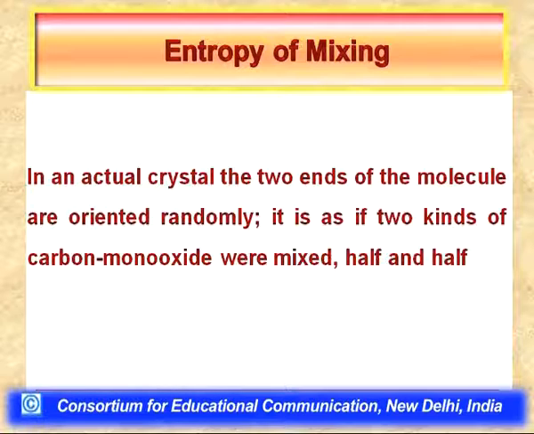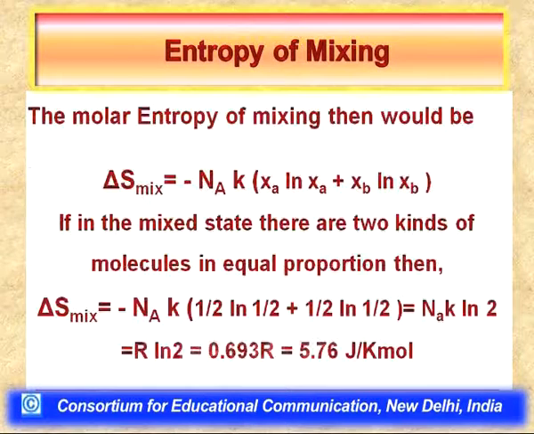This occurs because of the almost same size of the two atoms which make up the molecule, and therefore it appears as if two kinds of carbon monoxide were mixed, one pointing upward, one pointing downward. If two such orientations are possible and half the molecules are pointing in one direction and half in the other, then we can calculate the entropy of this mixed state of carbon monoxide from the relationship we have just derived, that is ΔS = −N_A k [X_A ln X_A + X_B ln X_B].